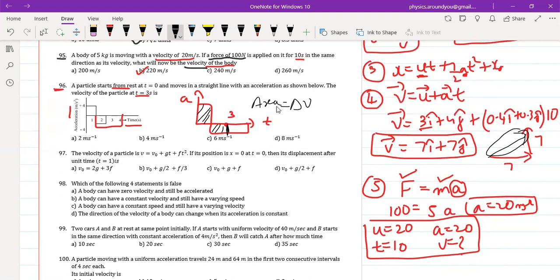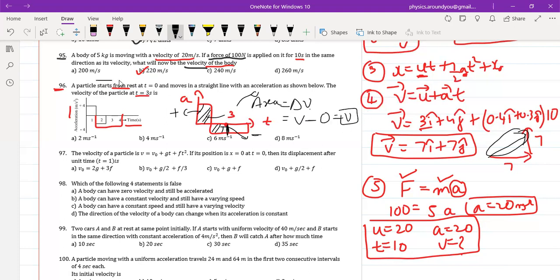Area gives change in velocity, and whenever you're calculating change in velocity, since velocity is a vector quantity, we always go ahead with areas above the x-axis as positive, areas below the x-axis as negative. So you will treat this area as negative, this area as positive, calculate the area, and that is equal to change in velocity, which is final velocity minus initial velocity. It started from rest, so v minus 0, which gives you v.